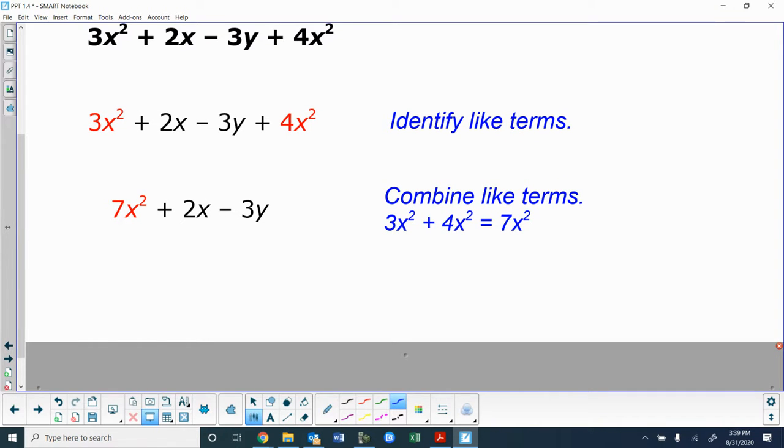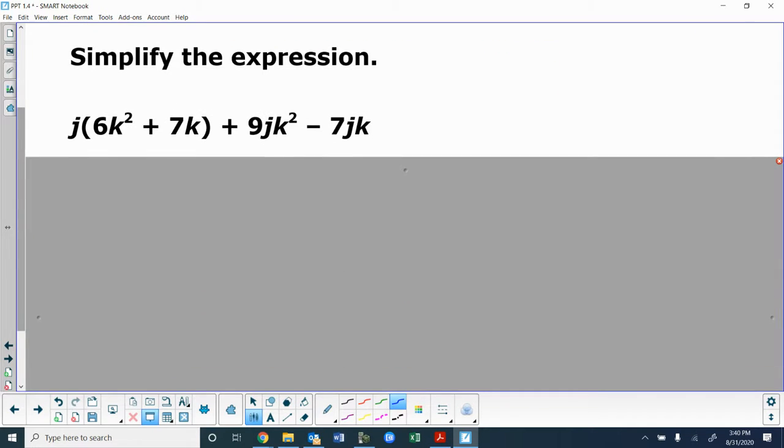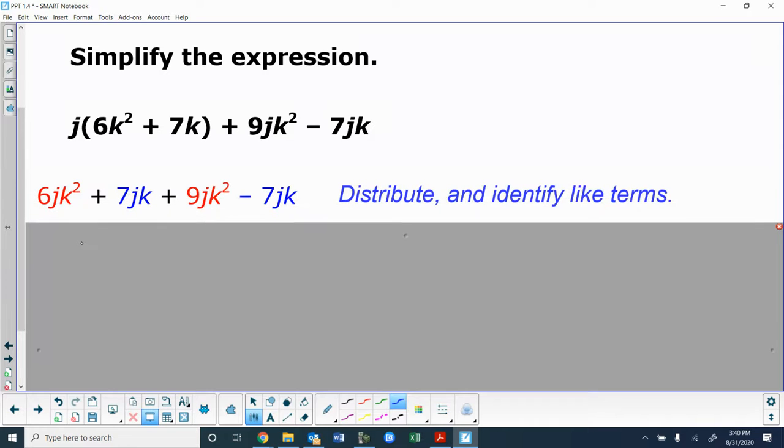And again, it doesn't really matter what order you have those. I like to put the variables with the higher exponents first and then down to the constant if there's a constant. Another one, we've got to distribute first here. We're going to go j times the 6k squared and the 7k, and then we're going to combine like terms. So j times 6k squared is 6jk squared, and j times 7k is 7jk.